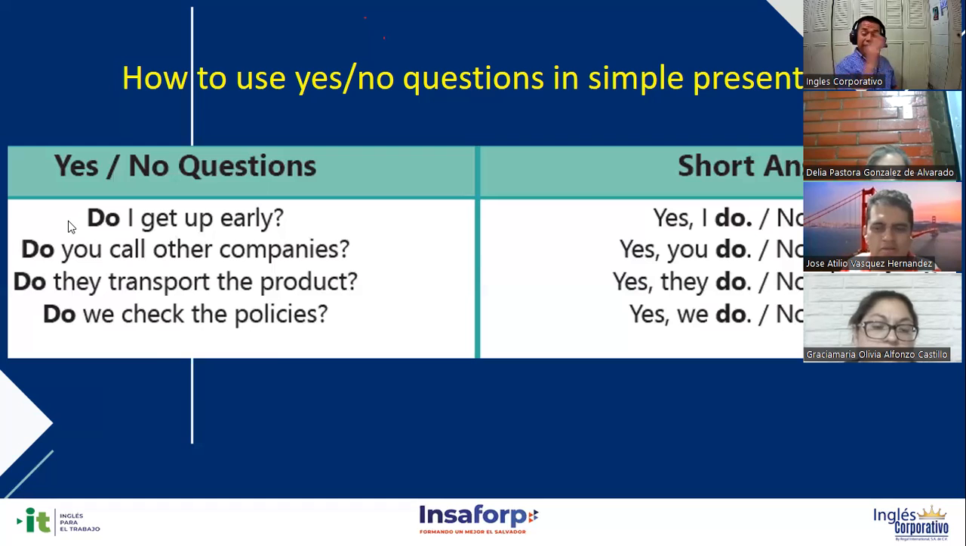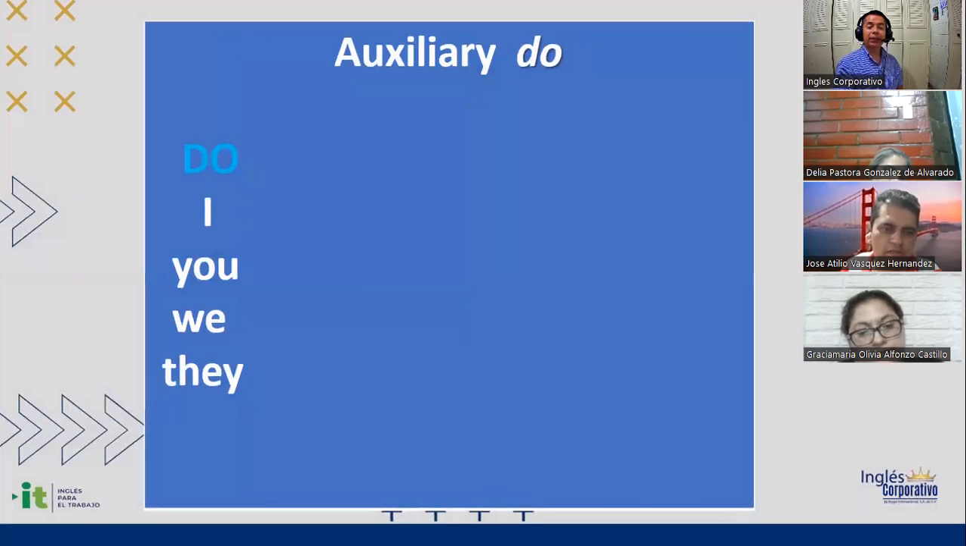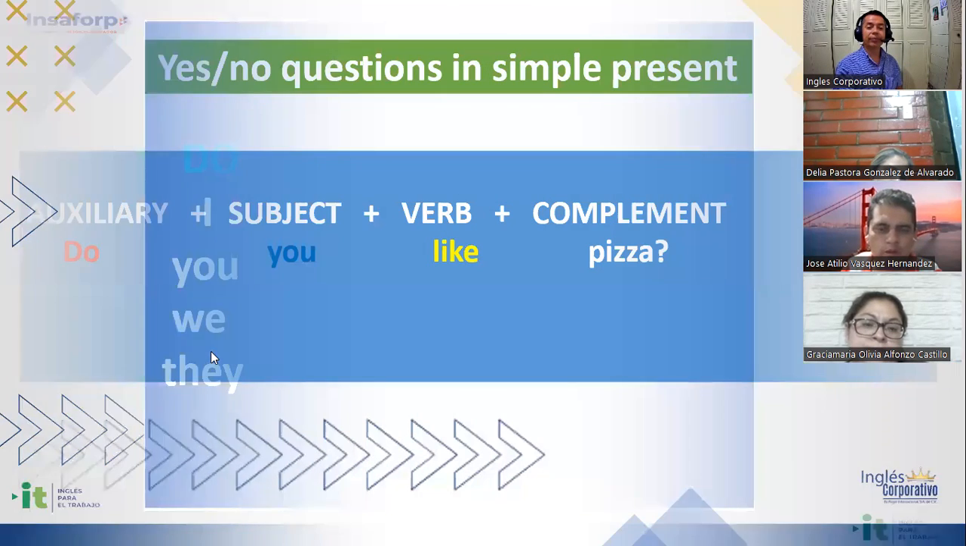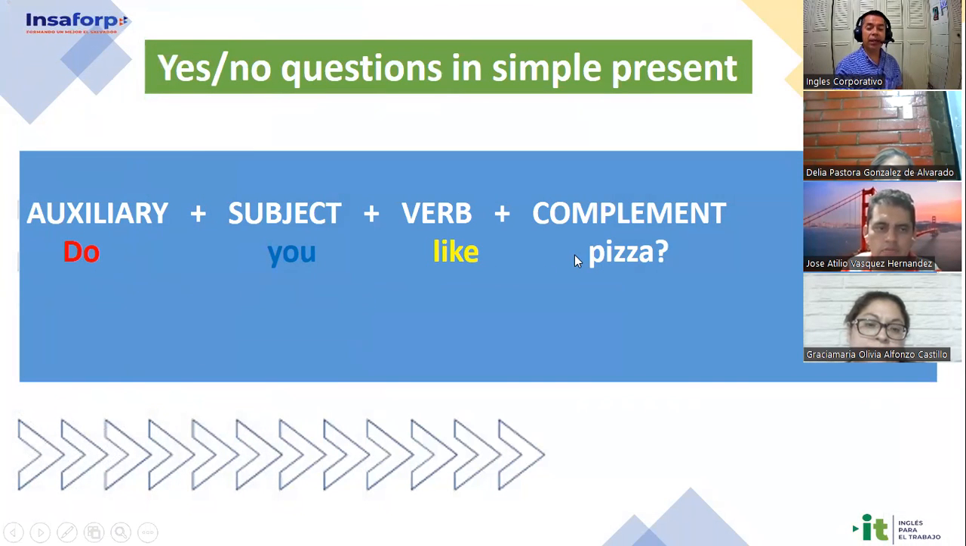Notice also the intonation of the yes, no question. So you say, do I get up early? Okay? So it's rising intonation, up, hacia arriba la intonación, right? Do you call other companies? Do they transport the product? Do we check the policies? It's up, right? Okay. Then the auxiliary is do for I, you, we, and they, right? Example, do you like pizza?